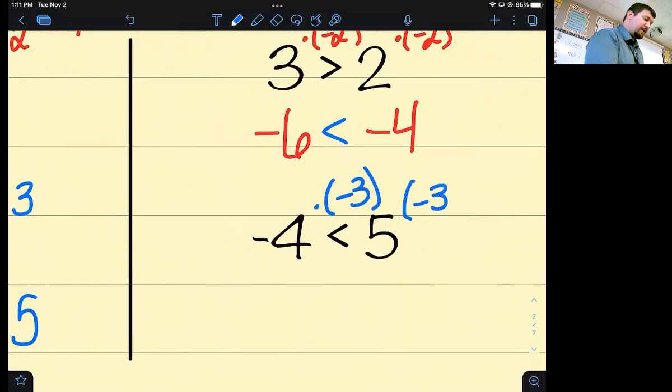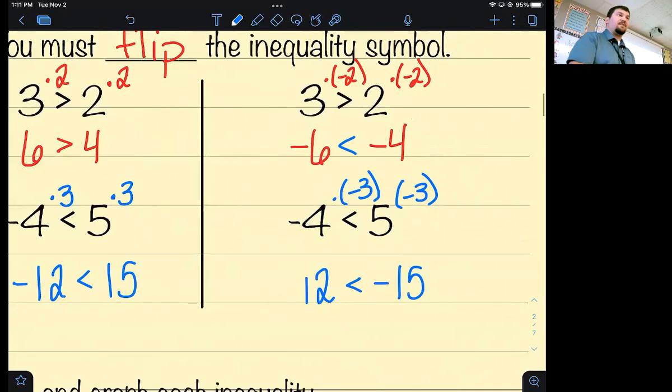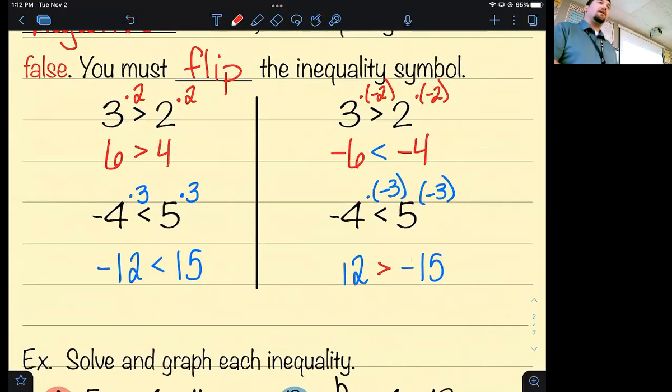What was negative now becomes positive 12. And what was positive now becomes negative 15. And so if I don't flip the sign, I'm in trouble here because now I'm saying that negative 15 is larger than 12. So in order to make it true, I'd have to flip the inequality symbol. That's why we have to do what we do. Nobody made a rule to try to trick you and make you forget things. That's literally why we have to do it. Otherwise, we'd be shading the wrong side of the number line.